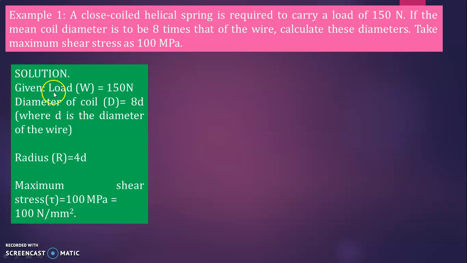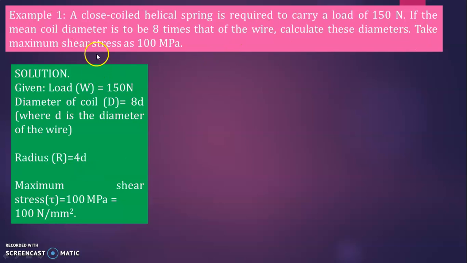Here a load is given, that is W is equal to 150 Newton. The mean diameter is 8 times that of the wire. The mean coil diameter is capital D, and the wire diameter is small d. Always remember the mean coil diameter is capital D. So capital D is equal to 8d. What is the radius? Radius is half of the diameter, so that is 8d divided by 2, equal to 4d.